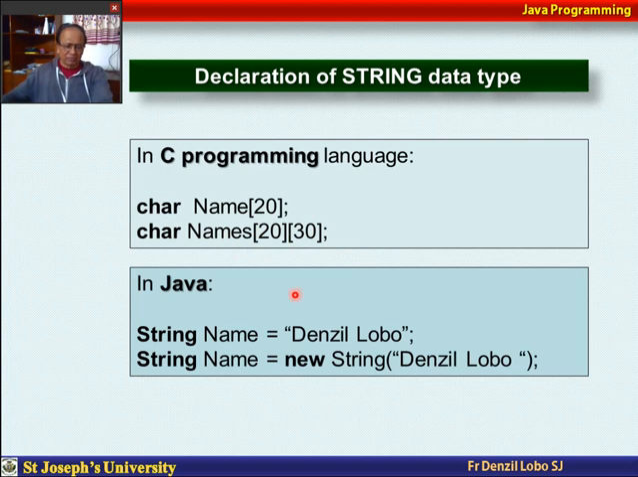In the case of Java, we declare it as String name. Immediately this becomes a character array, and I can directly assign, for example, a name within inverted commas. Or one more way of assigning is to use the operator new to assign this string to this name. So new String, within brackets and inverted commas, I give the string, in this case name. Automatically name will contain Denzil Lobo as it is given here. So this is how we declare strings in Java.